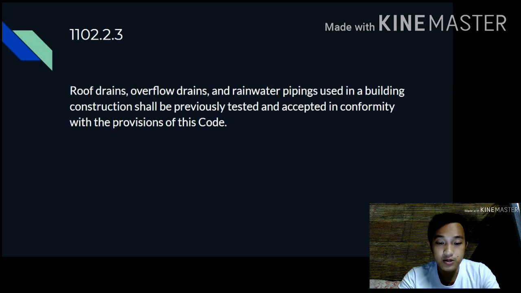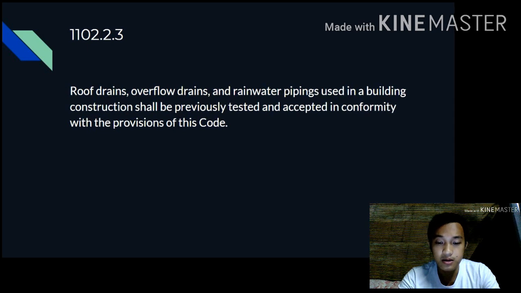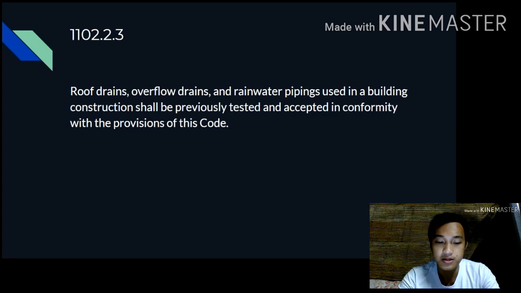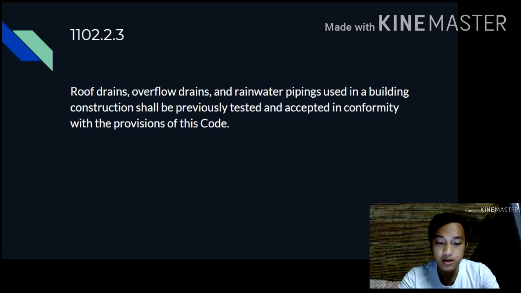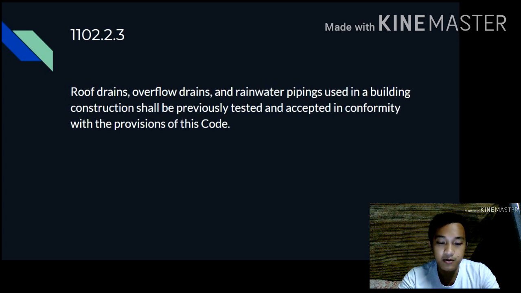Next, roof drains, overflow drains, and rainwater pipings used in building construction shall be previously tested and accepted in conformity with the provision of this code. Roof drains are commonly found on the roof near the center of the building, but a certified architect or engineer will determine their placement by evaluating the locations on the roof that will collect the most water. Your roofing contractor can clear debris and vegetation from the dry sump area, drain bowl, and drain basket. But if the drain line itself is clogged, a professional plumber needs to be called in.